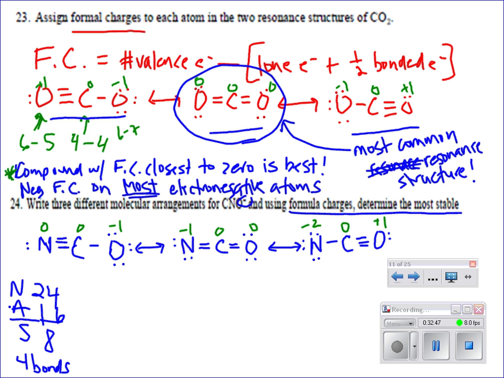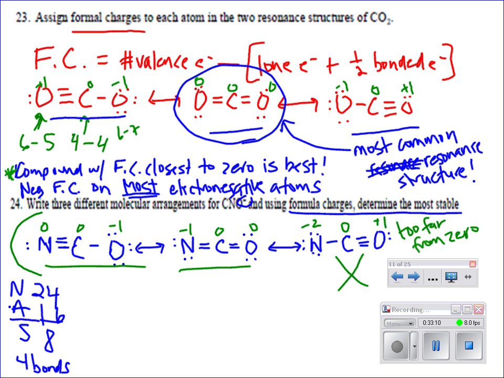Well, looking at this, I can immediately get rid of one of them based on this first rule right here. Which one do you want to get rid of? Third one. These charges are too far from 0. So now we're stuck to choose between these two. Whoops, not that one. This one and this one. Which one do you want? This one right here, because the negative is on the most electronegative element.